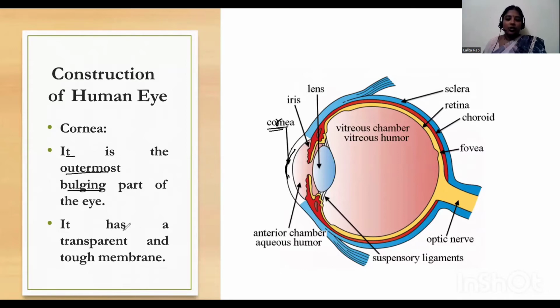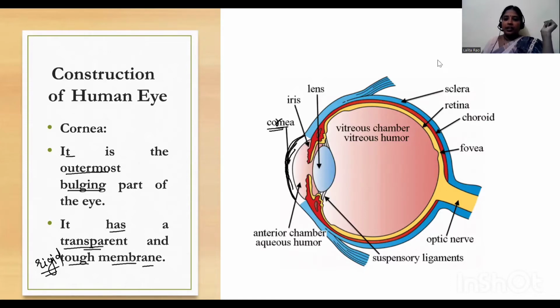Then what is this cornea made up of? It has a transparent and tough membrane. This membrane of the cornea is transparent and a little tough. It's not soft. Tough means it's rigid. Okay, fine. So the cornea is nothing but the outermost bulging part of the eye, and it has a transparent and tough membrane. Clear? And where is this cornea present? It is here. This is the cornea.